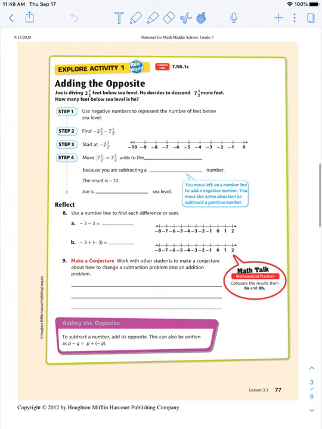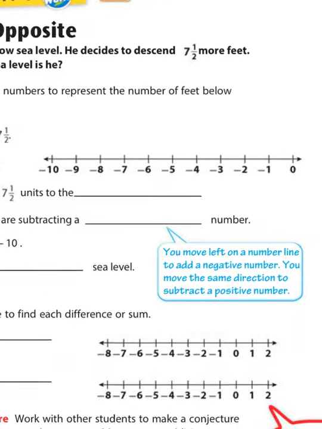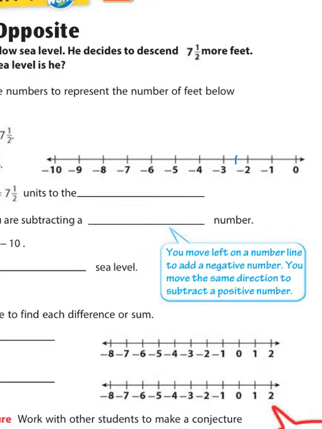So we start at negative 2.5, and then we have 7.5 more negatives, or we subtract 7.5. Let's do this on a number line. So start at negative 2.5, and then we're going to move 7.5 units to the left because we're subtracting, where that 7.5 is represented with a negative.